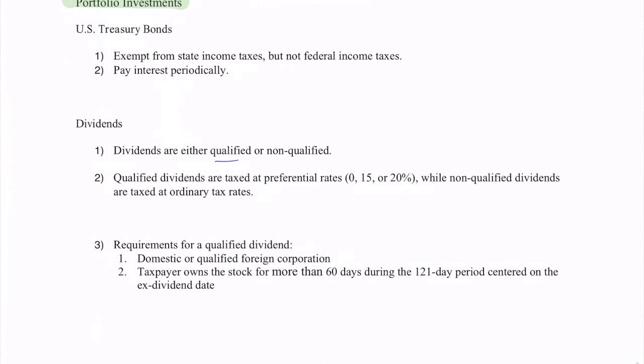Dividends that are either qualified or non-qualified. Qualified dividends are taxed at a preferential rate, the capital gains rates, while non-qualified dividends are taxed at ordinary rates. Most people own qualified, but if you own a mutual fund, you will likely have non-qualified too.